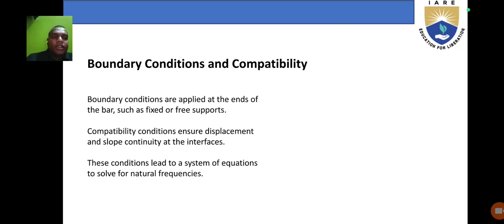Boundary conditions and compatibility. Boundary conditions are applied to the ends of the bar, such as fixed or free supports. Compatibility conditions ensure displacement and slope continuity at the interfaces. These conditions lead to a system of equations to solve for natural frequencies.